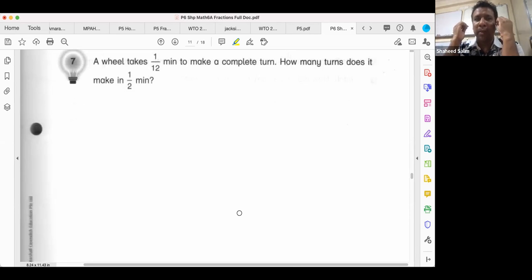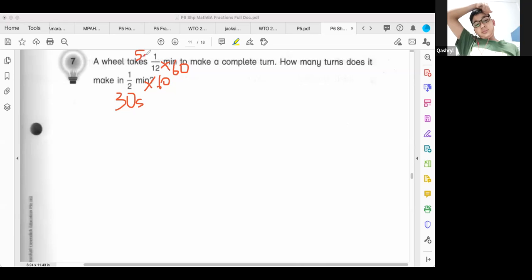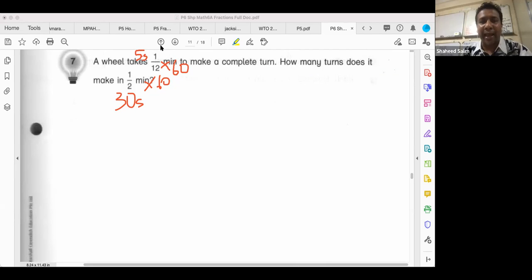Okay, for those of you who do not understand, 1 minute has how many seconds? Let us try. Well done, Shalina. You times this by 60, then you know how many seconds. So the bottom part is 30 seconds. If you don't believe, use your calculator and find out. Down here, you have 5 seconds. So they ask you, a wheel takes 5 seconds to make a complete turn. How many turns can you make in 30 seconds? Very simple, 30 divided by 5, you get 6.